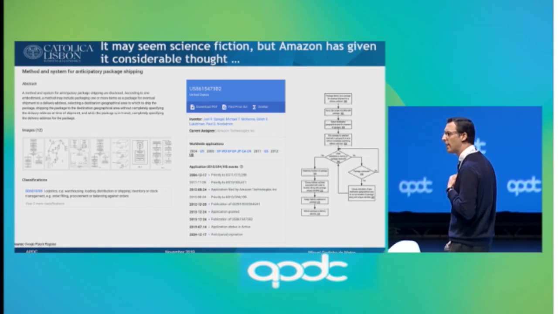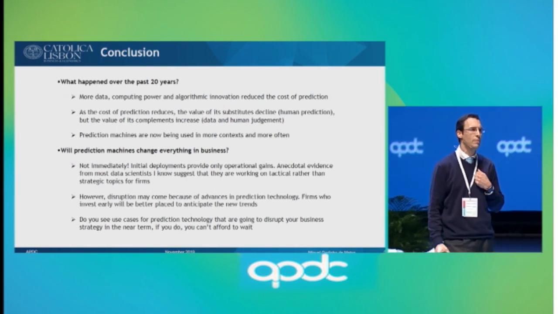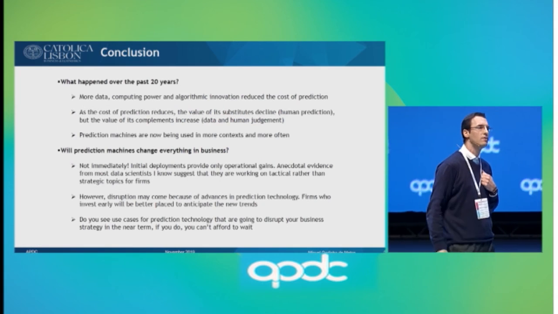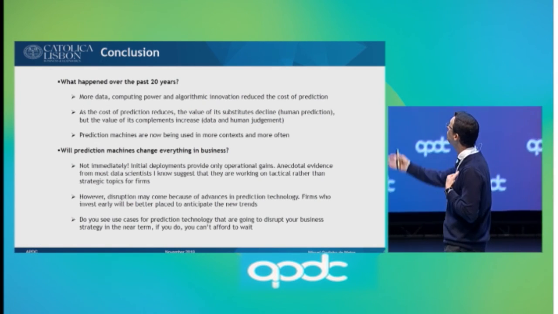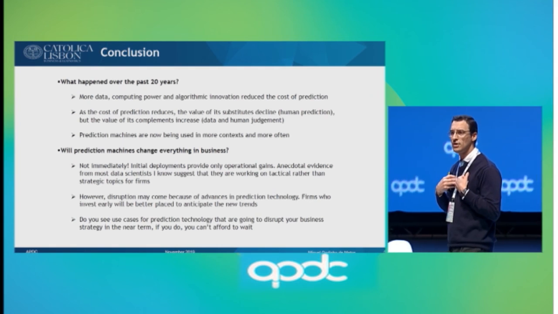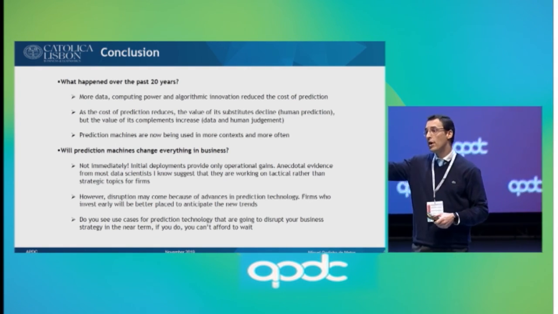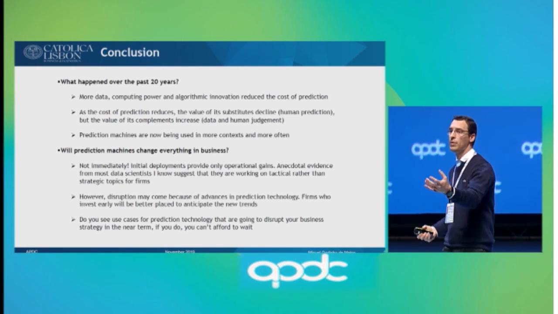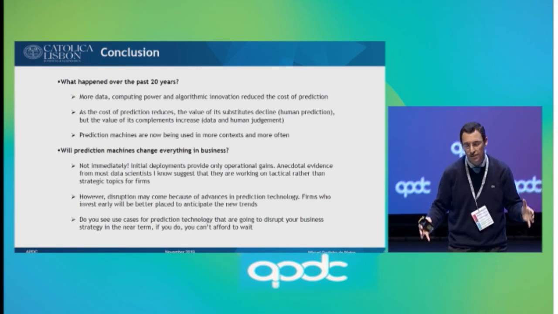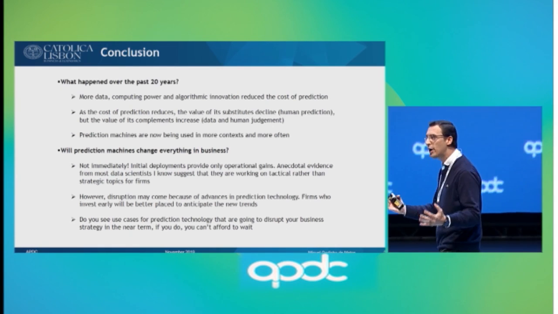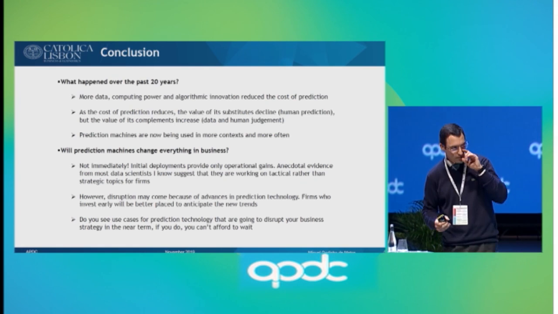So this brings me to my last slide. What really have I been telling you for the past 18 to 19 minutes? Well, you know what? Not much. I just told you that the cost of prediction is declining because we have more data, better algorithms, and more computing power. And when that happens, when the cost of a good declines, it's going to be used more, especially if that good is general purpose, as supervised machine learning is.